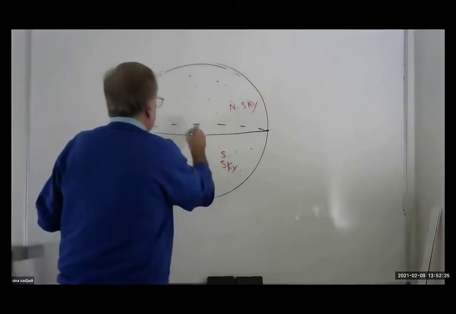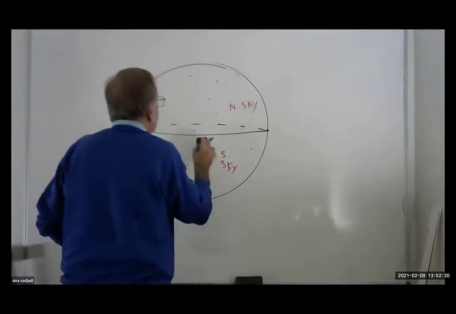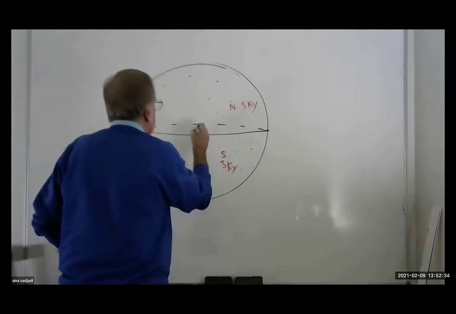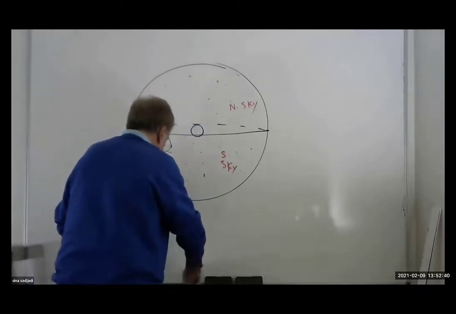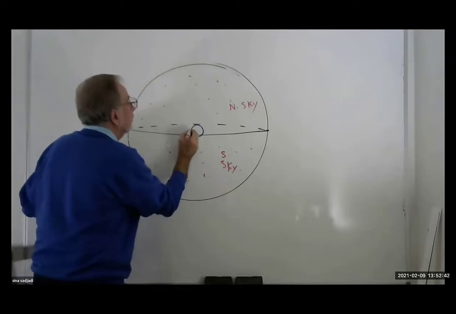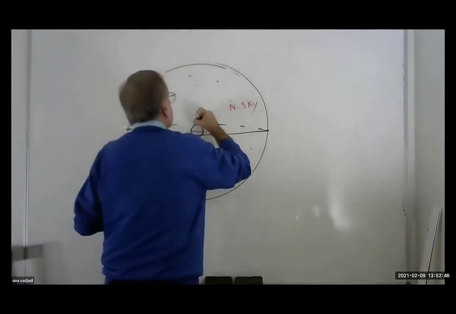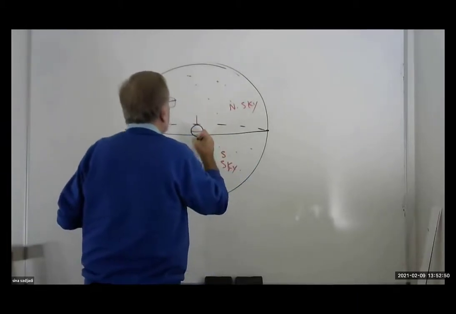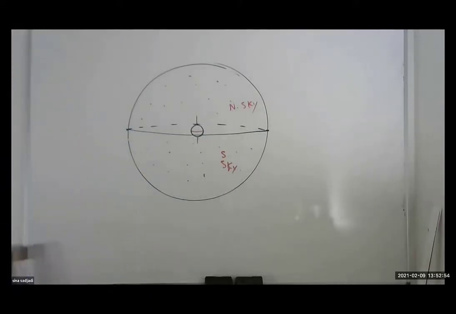So let me draw the Earth. That's the center of the screen, sort of. Okay. There's the Earth. And the Earth has an equator and an axis. The biggest meatball you've ever seen, right? There's the axis of the Earth.